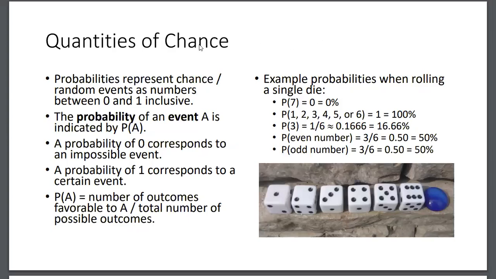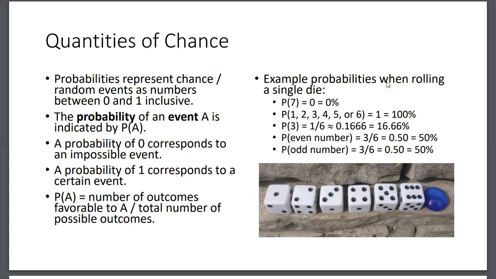Quantities of chance. Probabilities represent chance or random events as numbers between 0 and 1 inclusive. The probability of an event A is indicated by the symbol capital P, parentheses A. A probability of 0 corresponds to an impossible event. A probability of 1 corresponds to a certain event. The probability of an event A is equal to the number of outcomes that are favorable to A divided by the total number of possible outcomes.